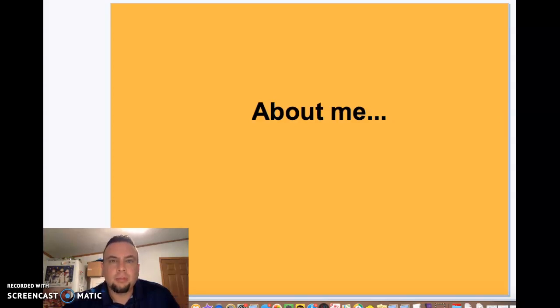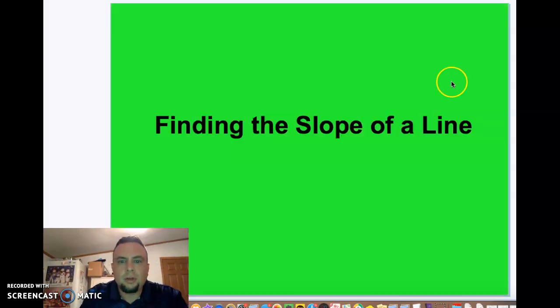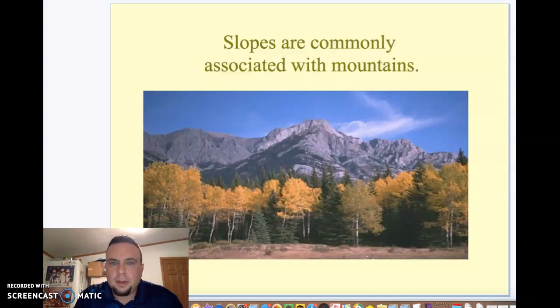All right, so we're going to learn about, let me find it here. Here we go. Find the slope of a line. Okay, so trying to use my mouse pad here.